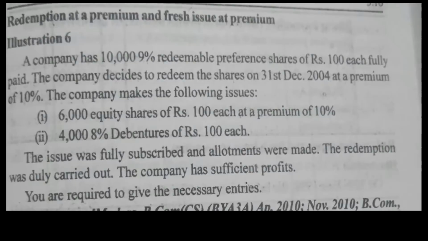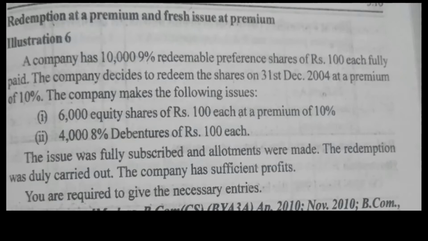We are going to do illustration number 6. First, read the sum. The company has 10,000 9% redeemable preference shares of 100 each, fully paid. The company decided to redeem these preference shares at a premium of 10%, which means they are going to pay an extra 10%. What is the premium value?